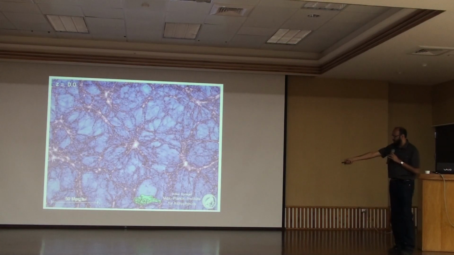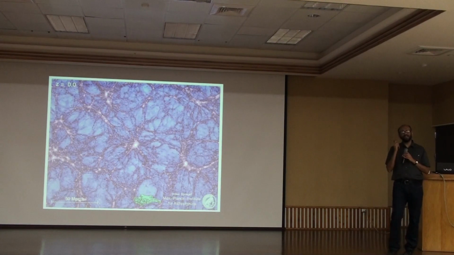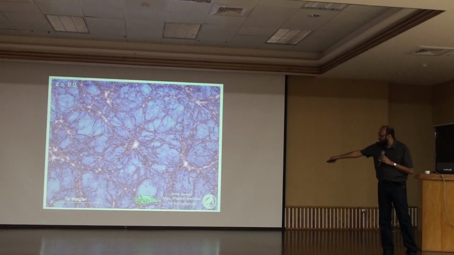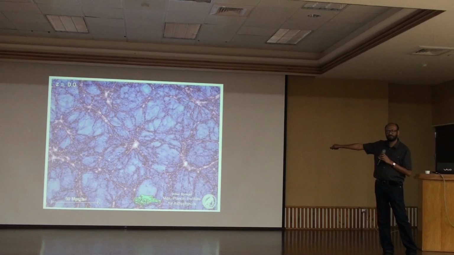Let me emphasize, this size over here is 50 megaparsec. A galaxy is about 30 to 50 kiloparsec. So this size is 1,000 times bigger than a galaxy. So galaxies are points over here. They're tiny little points. In fact, even a thing like this is a supercluster. This is a massive, massive supercluster.